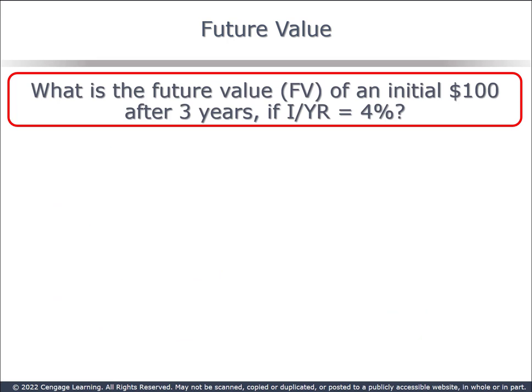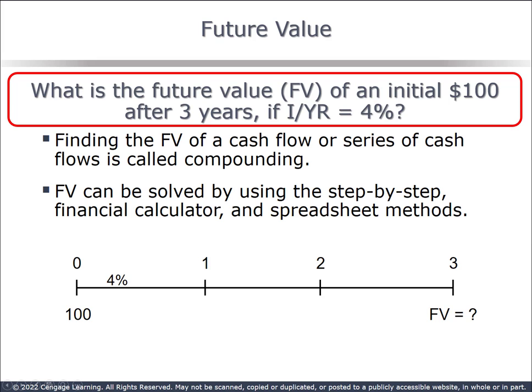What's the future value of $100 invested at 4% for 3 years? The timeline shows the values and what we're solving for. We can find this future value in several ways. We can do it step by step manually. We can use the financial calculator. We can use Excel. And we're going to look at all three.